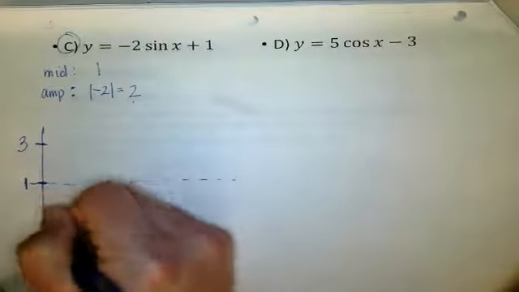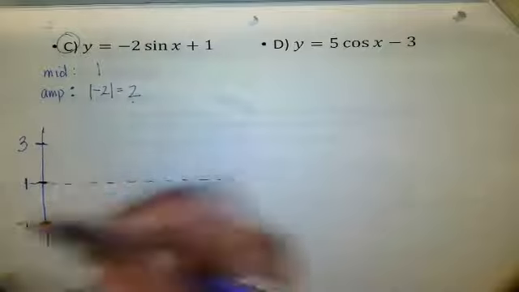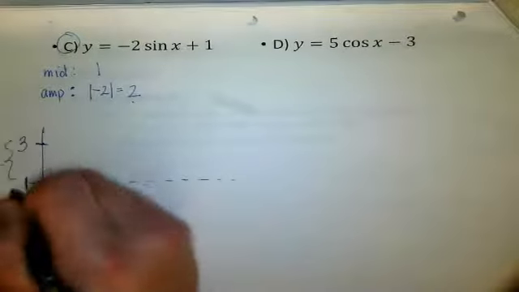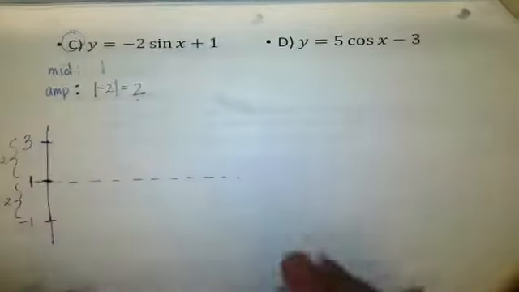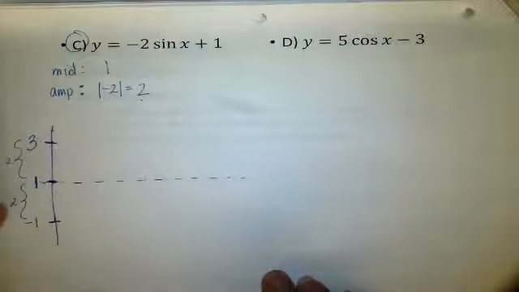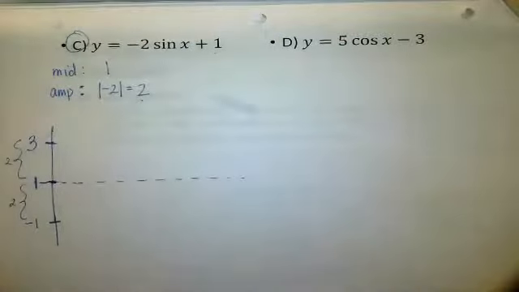So how low does it go? -1. So these distances represent the amplitude. 2 above and 2 below midline. Does that make sense to you? Okay.